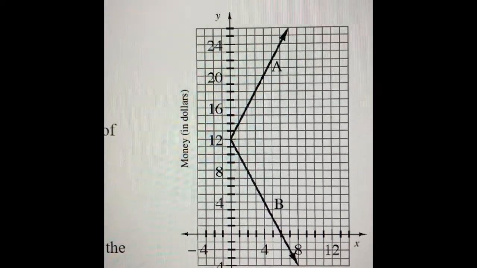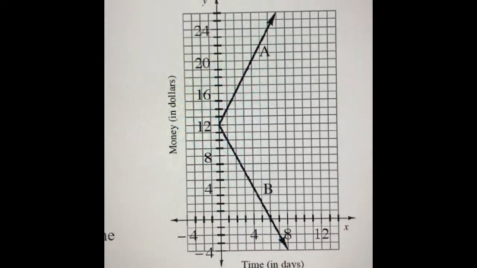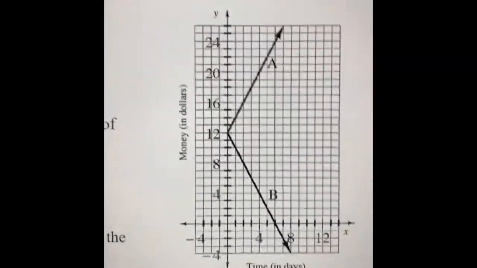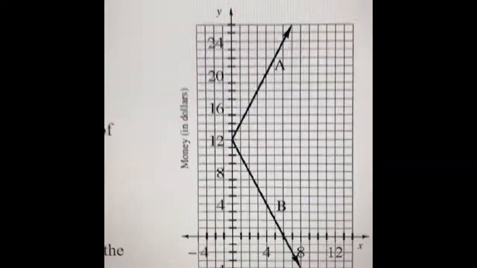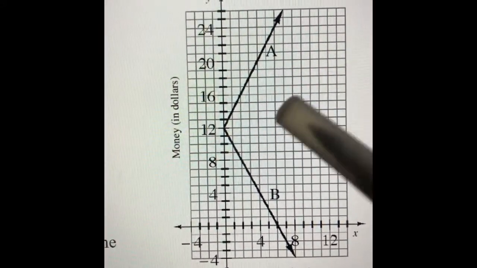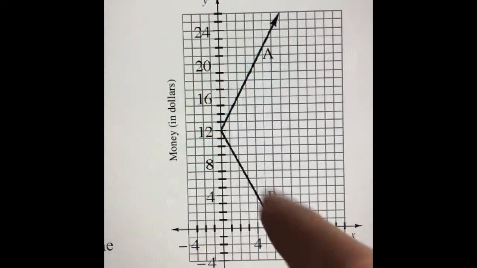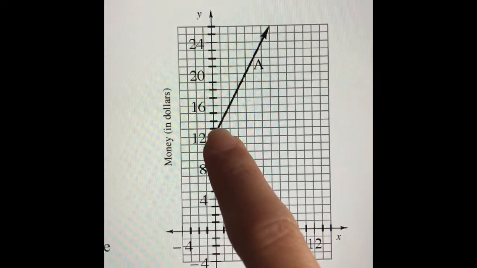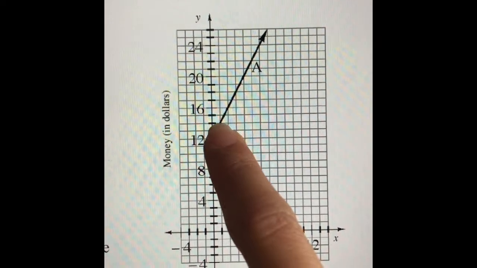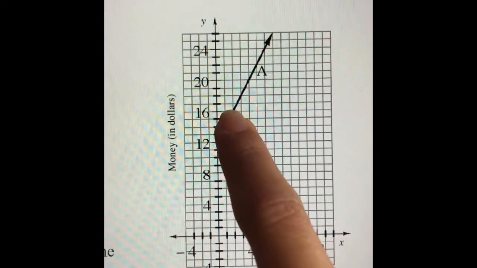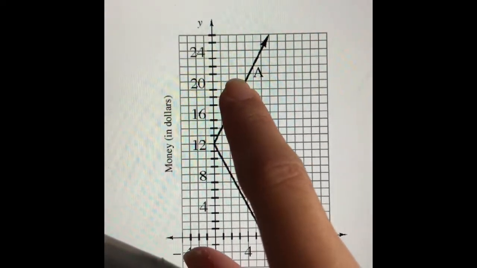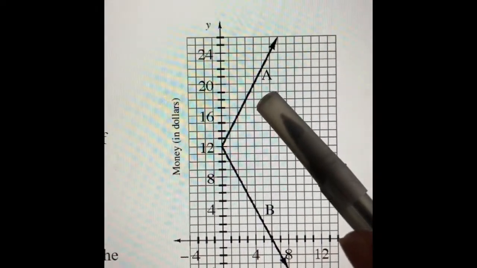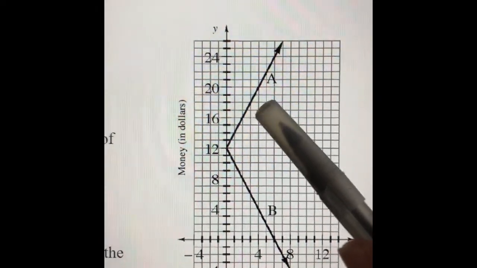And how are they different? I'm noticing the slope. So the slope for line A, if we were to use our finger and go up 1 over 1, nope, doesn't work. Up 2 over 1, oh, it works. Up 2 over 1, up 2 over 1, up 2 over 1. So it looks like line A has a slope of 2 over 1.